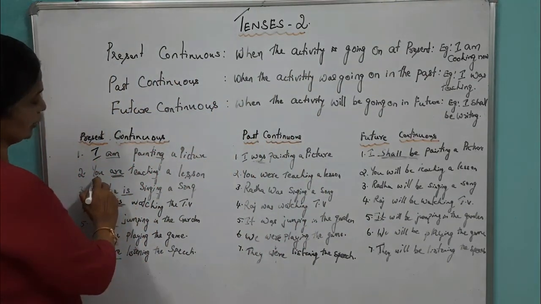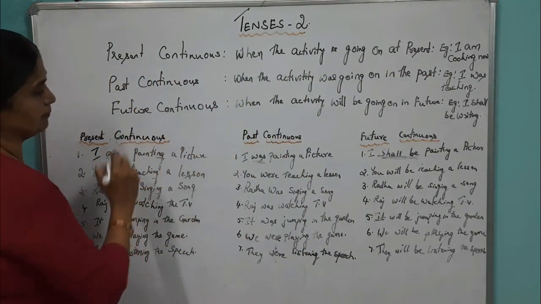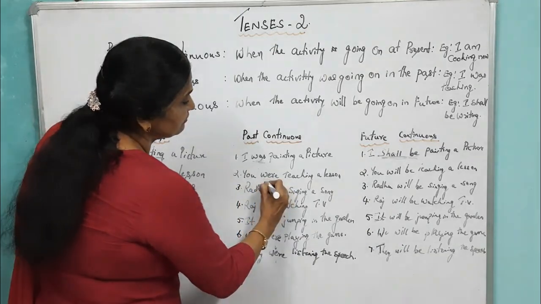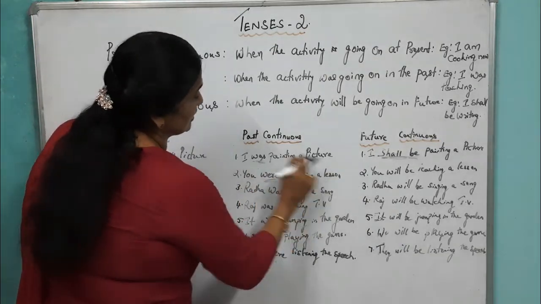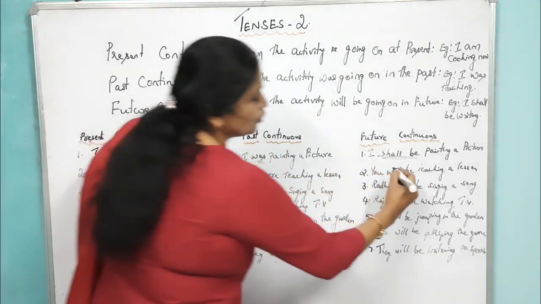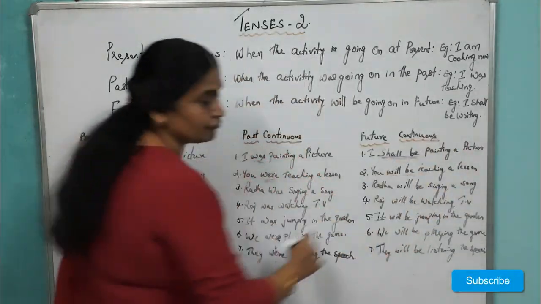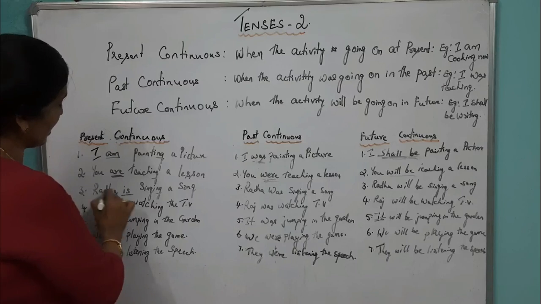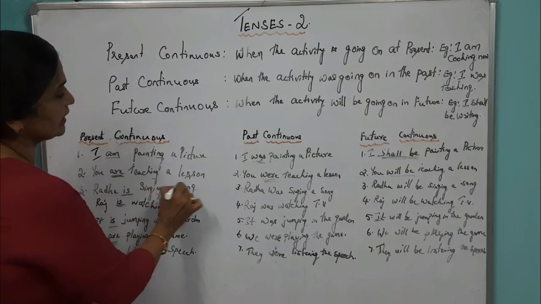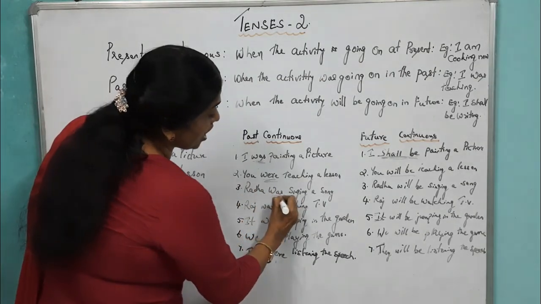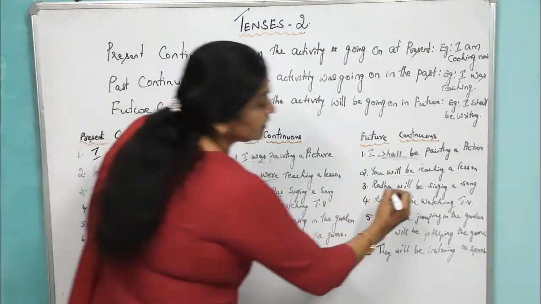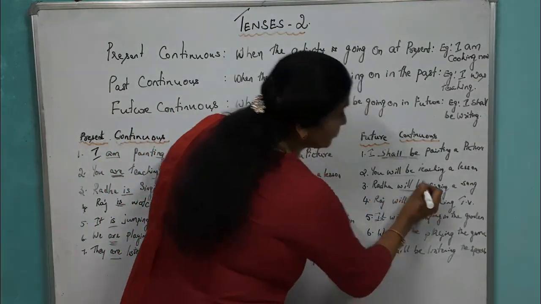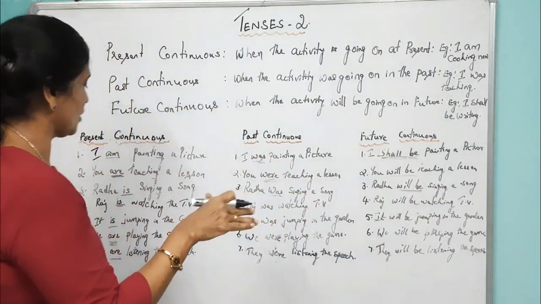Now, second person, you are teaching a lesson. Here, are becomes were. You were teaching a lesson in the past continuous. You will be teaching a lesson, future continuous tense. Third person singular, she. Radha denotes singular she. Radha is singing a song. Radha was singing a song. Radha will be singing a song.